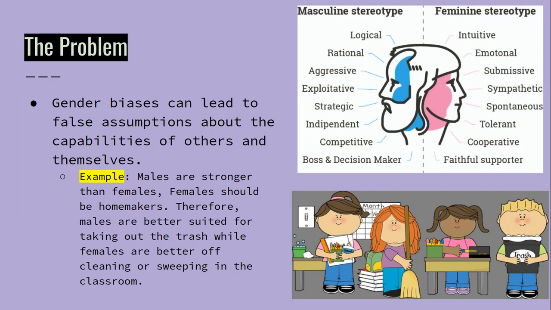Sometimes gender biases can negatively influence how children behave and learn due to false assumptions about how they should be as a person of a specific gender. For example, a common gender stereotype is that males are strong and aggressive while females are weaker and more nurturing.